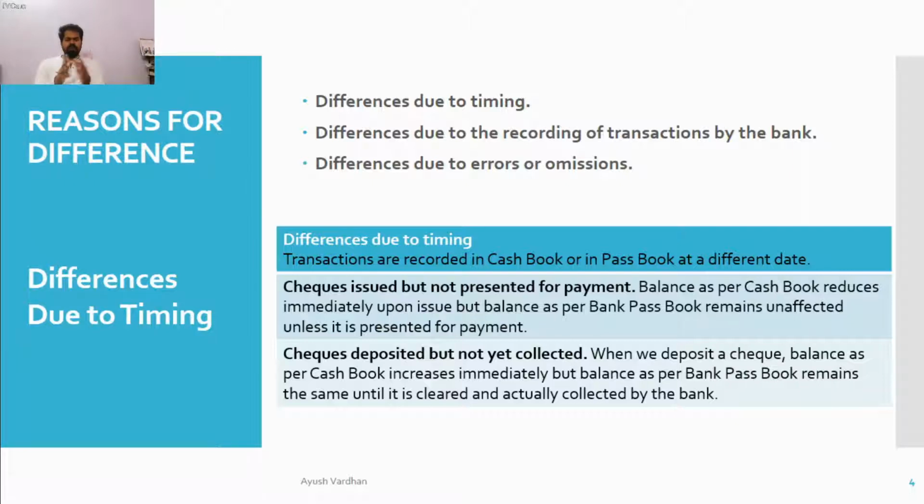So what happens is you have issued a check to someone. Yeah, this is the 1,000 rupees check. According to you, you have paid the 1,000 rupees to someone, so you make an immediate entry in the cash book. Suppose you are paying a check on 30th of March and your reconciliation date is 31st March.